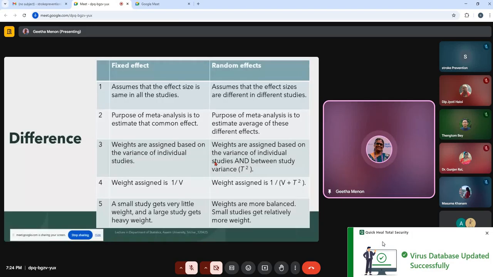In a fixed effect model, a smaller study gets very little weight, whereas in a random effect model, all the weights are balanced. So these are some of the advantages of doing a random effect model. And given a choice, I would suggest that you always attempt a random effect model, which is more realistic. And as I said before, if the studies are all coming from the same place, using the same methodology and same kind of patients, definitely they will be homogeneous. And if they are homogeneous, then the between study variance will tend to zero, and the results of the random effect analysis will be similar to the fixed effect analysis.